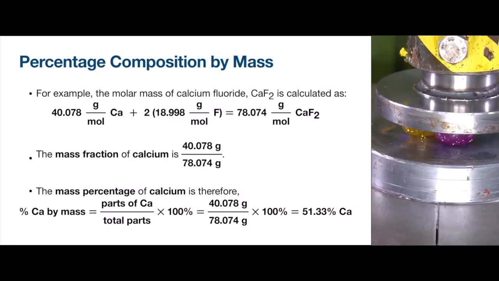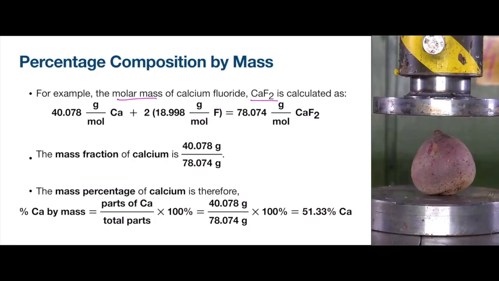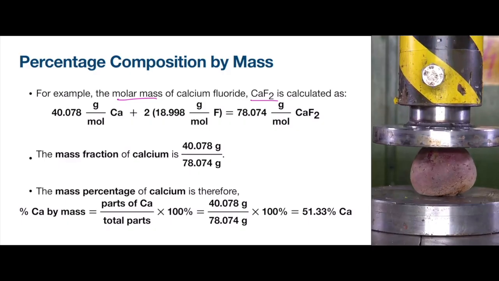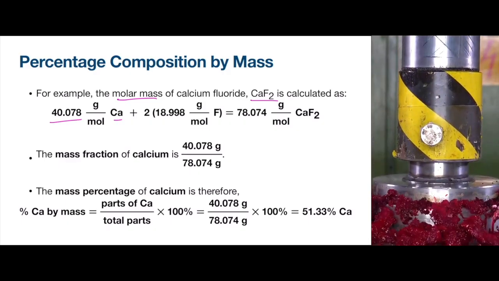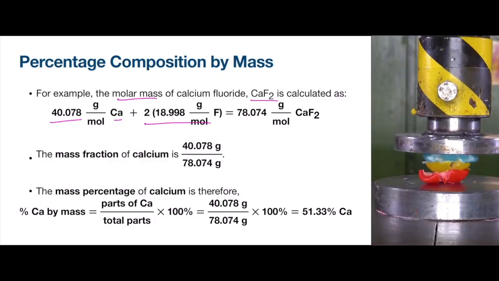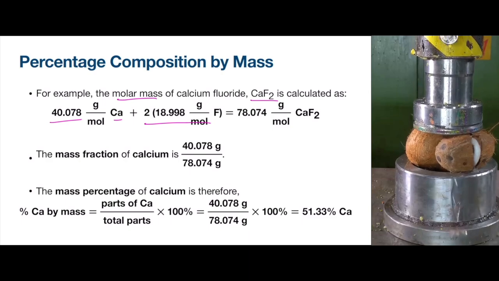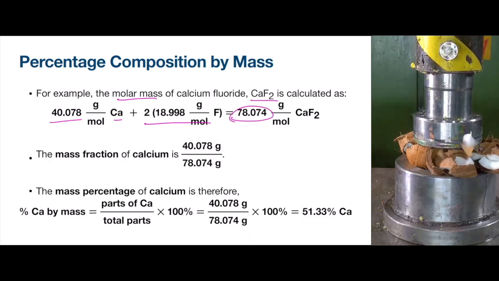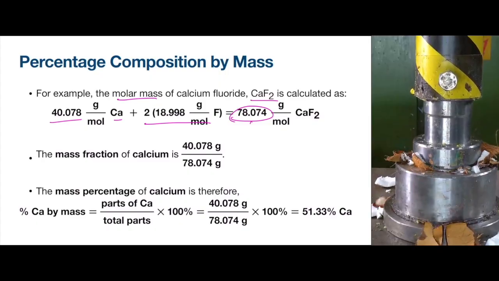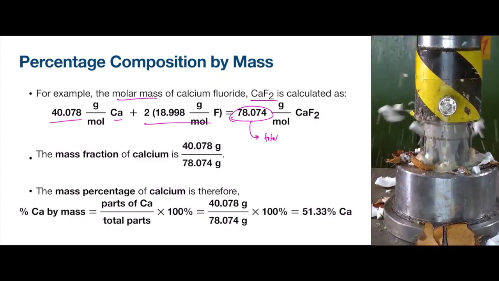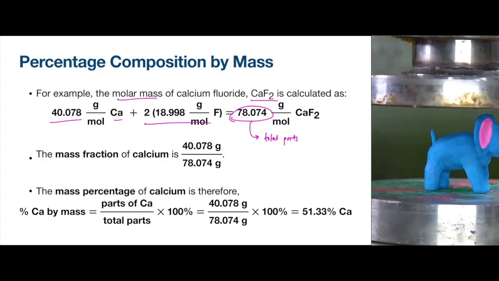So for example, the molar mass of calcium fluoride is calculated as 40.078 grams per mole for calcium and 2 times 18.998 grams per mole for the fluorine atoms. The total molar mass is 78.074 grams per mole of calcium fluoride. This value is our total parts. This is the 100%, the 100 parts.